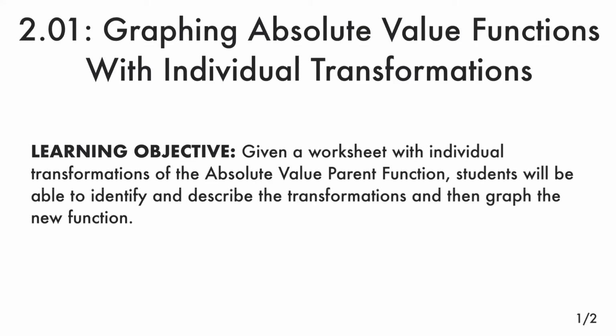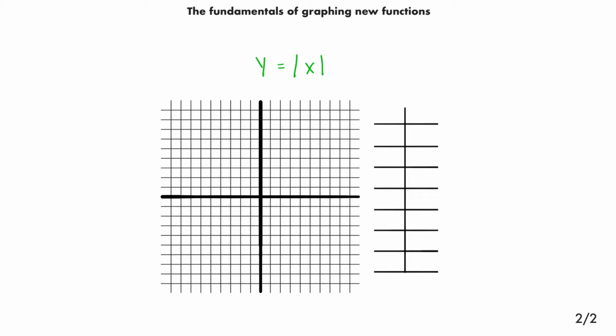In section 1 of chapter 2, we're going to be going over graphing the absolute value function with individual transformations. Now, whenever I give you a new function, regardless of what it is, your first step should always be the same. You've got to figure out what the parent function looks like. This is the parent function we're going to be dealing with today. It's the absolute value function. The parent function is y equals the absolute value of x.